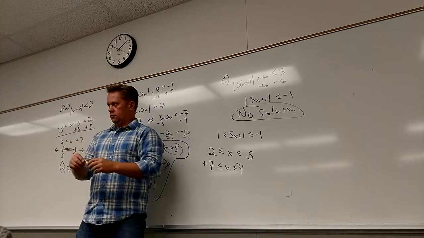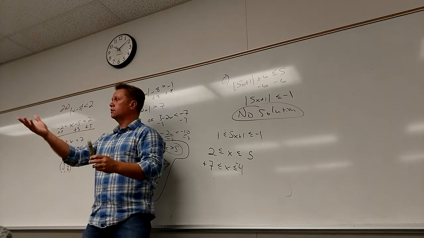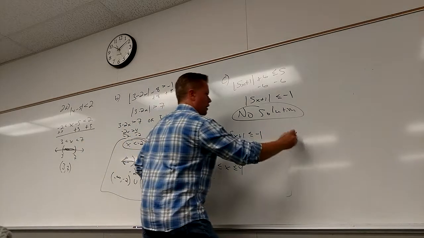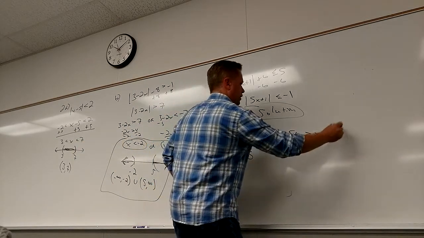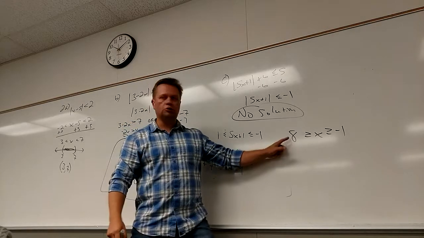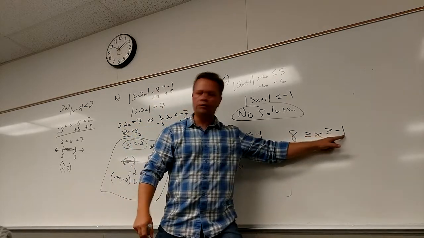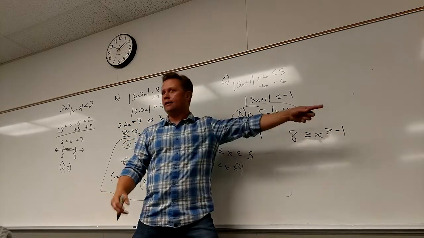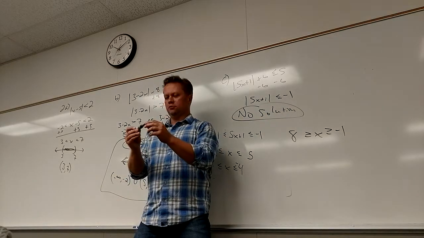What if the signs were switched? Then it would be fine. Then it would be correct. So if I had 8 greater or equal to x, greater or equal to -1, if you follow it, is it true? Is 8 bigger than -1? Yes. So that's valid.